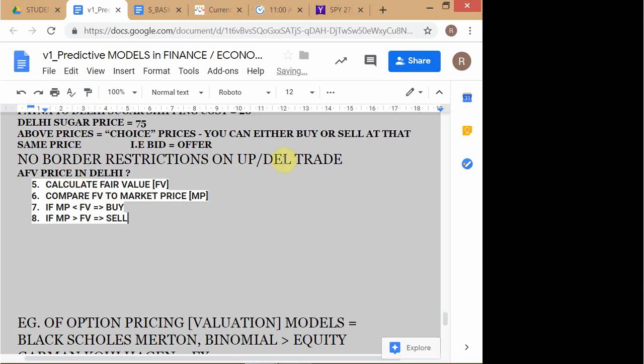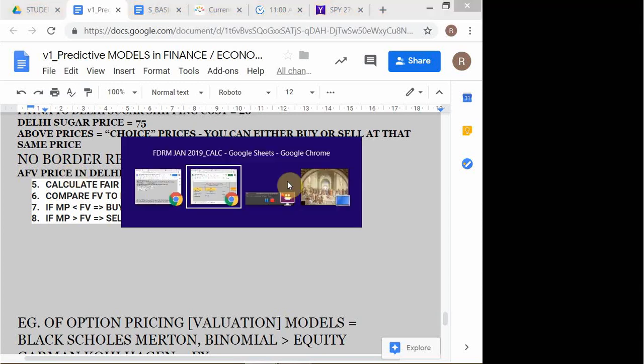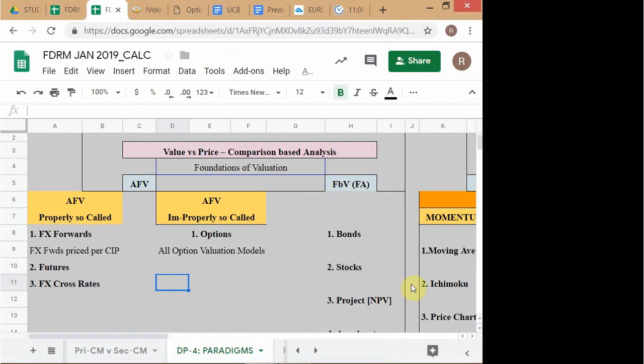Alright, okay, so what did he do? He calculated. The first thing you have to do when you're facing a situation like this, for all kinds of buy-sell decision problems which you are deciding to solve by this technique, by using this approach, value versus price.